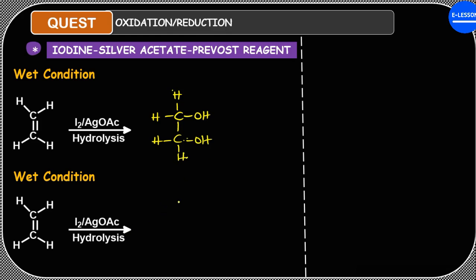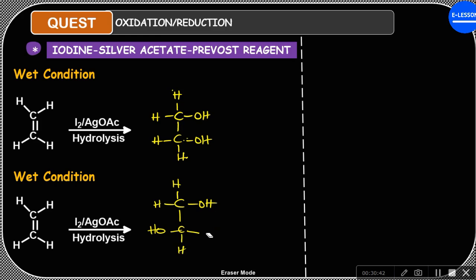Now under dry condition, the product that is formed is the trans product, which is something like this. So here you form the OH, and then here you form the OH. There you have this hydrogen. Sorry, there will be no OH here. This will be hydrogen. So that is the reaction for the iodine silver acetate, which is also called the Prevost reagent. After hydrolysis, we get these two products. So that is one way of dihydroxylating alkene. Are you getting it now?